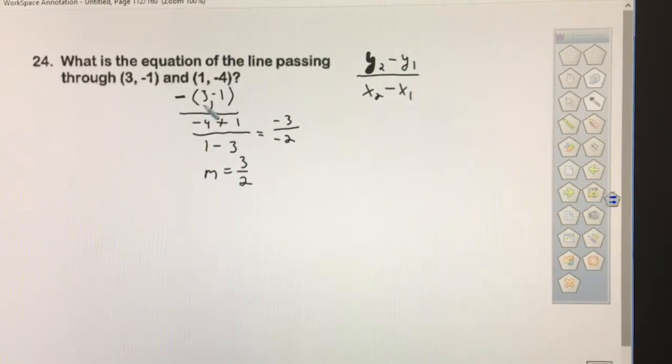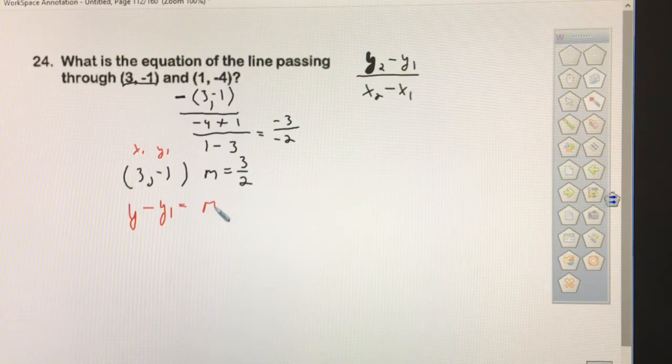You check my arithmetic. Negative 4 plus 1. 1 minus 3. That is accurate. Now I have a coordinate, and I'm just going to pick one. I'm going to pick 3, negative 1. And I'm going to label that as my x1 and my y1. And here it goes. Y minus y sub 1. Notice I put the y sub 1 underneath the y sub 1 equals m. Notice I put the m right underneath the m times x minus x sub 1.